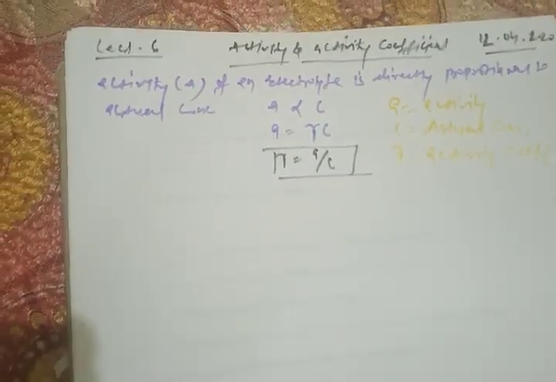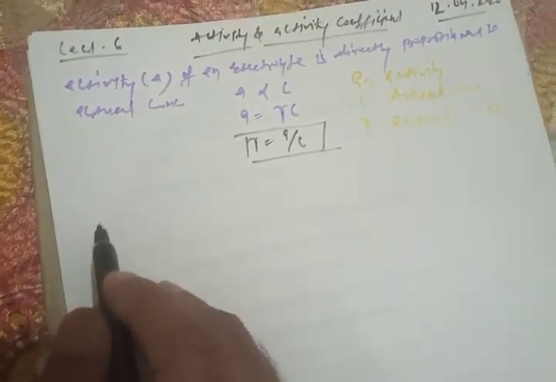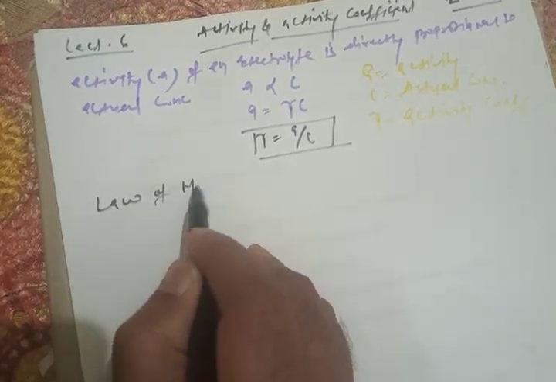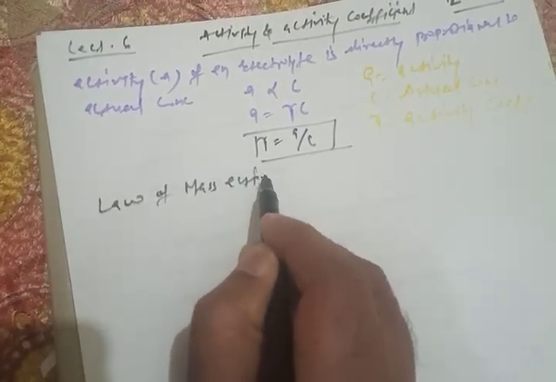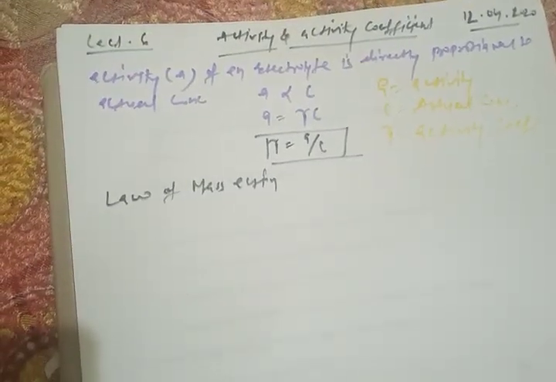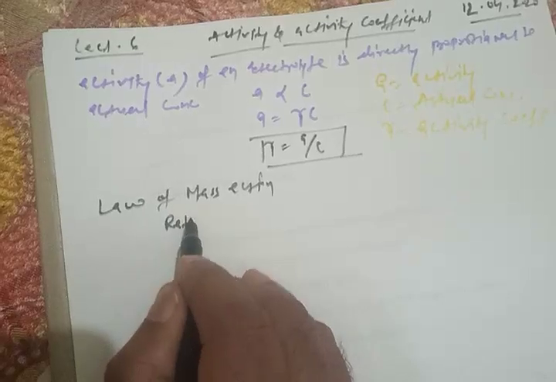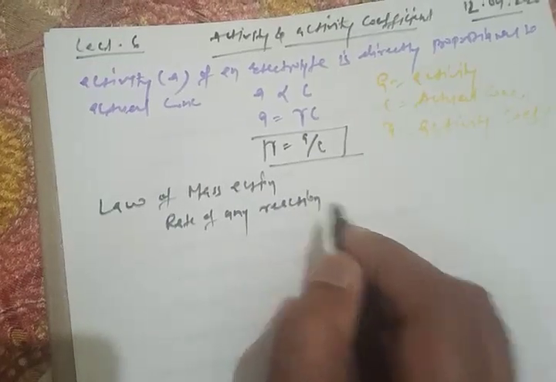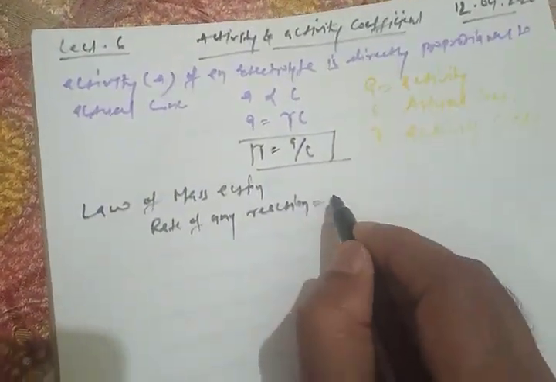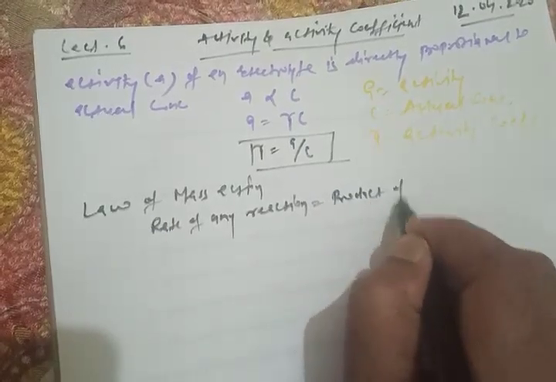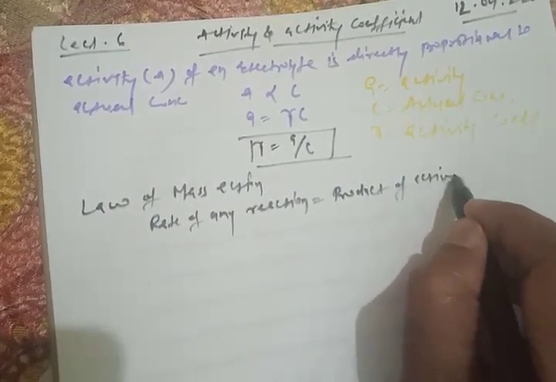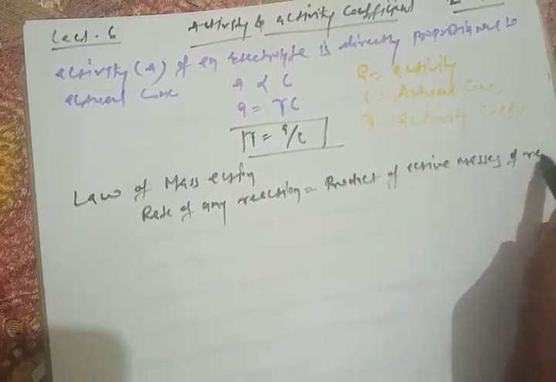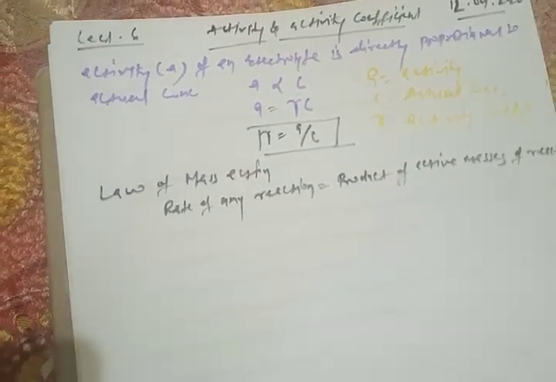Okay, so for that, as you know, the law of mass action. What does this law say? That the rate of any reaction is equal to the product of the active masses of the reactants. So this is the law of mass action which we used earlier.